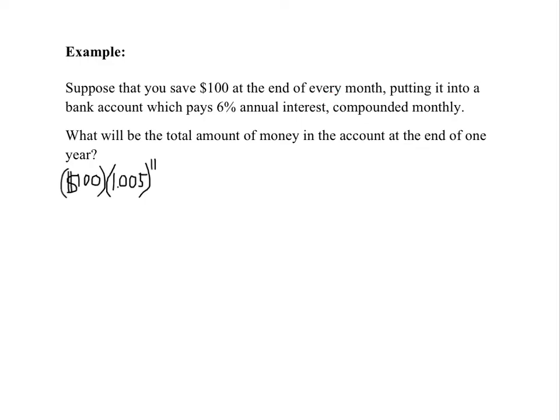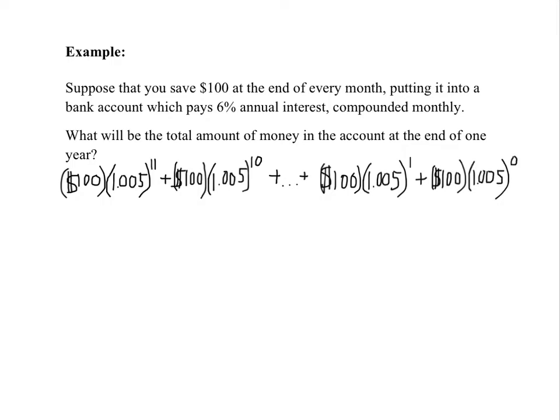Before we start plugging numbers into the formula, let's make sure we understand what this total account value looks like as a sum. At the end of the full year, your account value will be the sum of 12 separate expressions, one for each month, each of which looks like $100 times 1.005 to the something. Where did 1.005 come from?